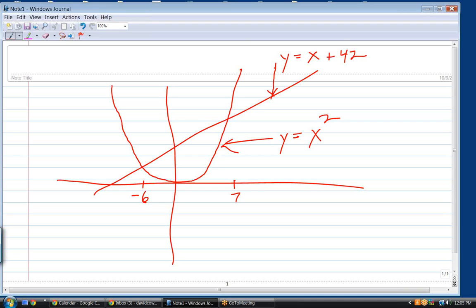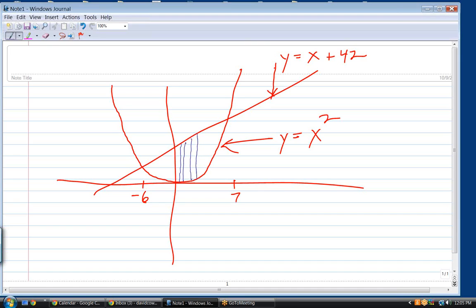Okay. What we have here are two graphs. The top one is linear. It's y equals x plus 42. The bottom one is a standard parabola, y equals x squared. Okay? Their question is, what is the maximum length of vertical line that you can stick in there?